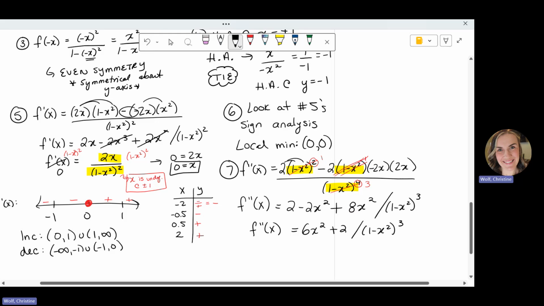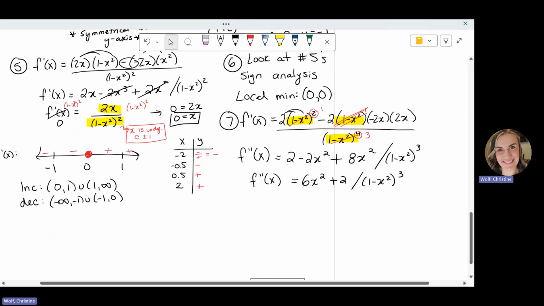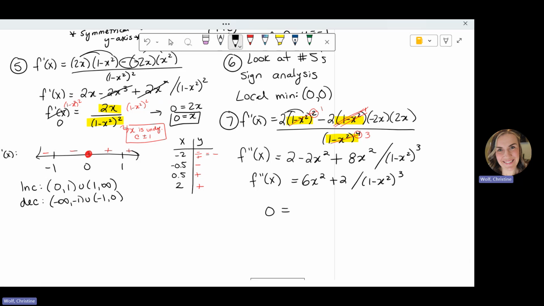Okay, I need to now do sign analysis on this. To be able to do that, I need to find what my C values are. So again, when I plug 0 in to where my f double prime of x is, I'm going to have 6x squared plus 2.